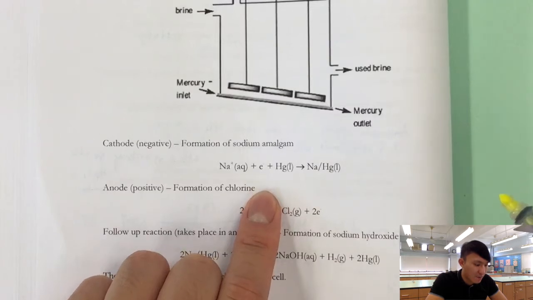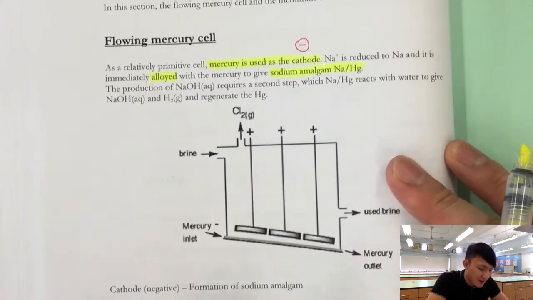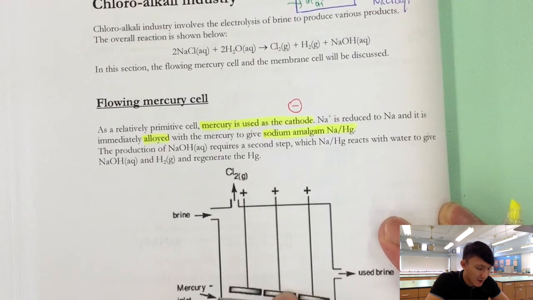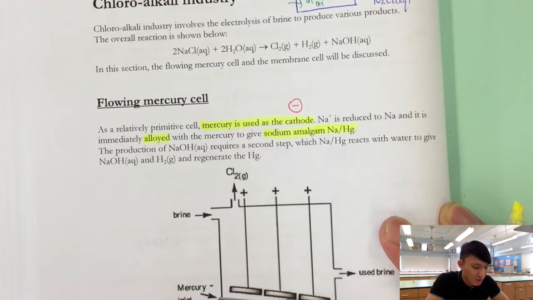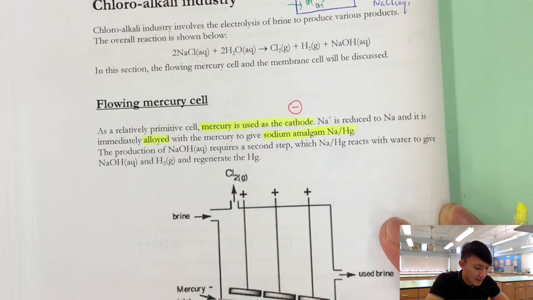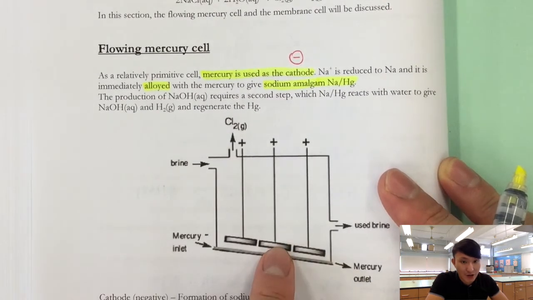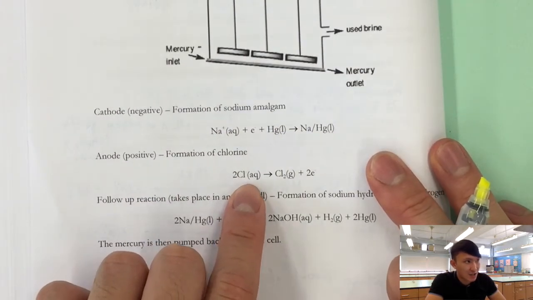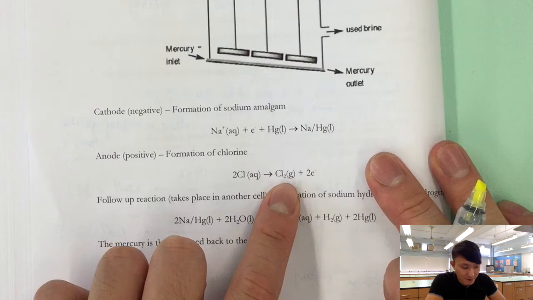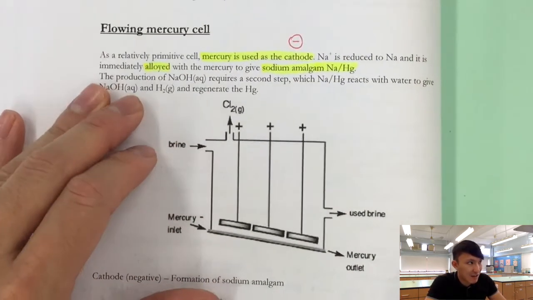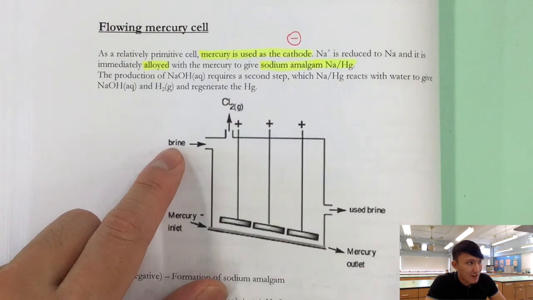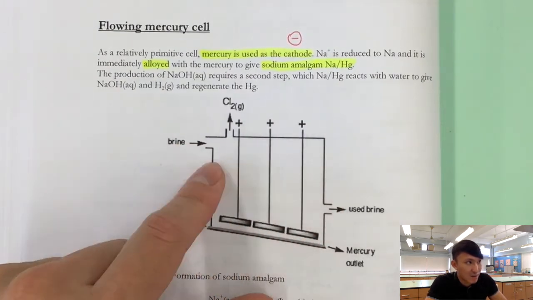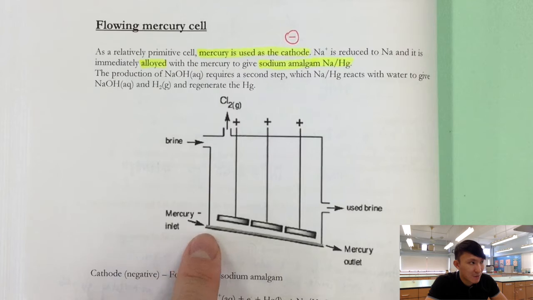Now, what about the anode? The anode is made of these electrodes. These are inert electrodes. In this inert electrode, the half reaction is the same as what we have predicted. It is the chloride that is discharged to form chlorine. Now, if you look at this diagram, when the brine is introduced into the reaction chamber, there would be reduction of sodium ion into sodium taking place at the mercury electrode.